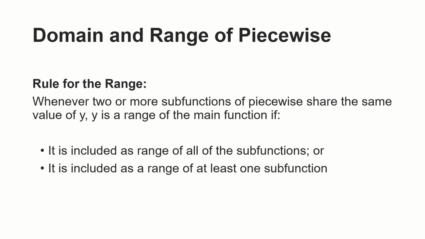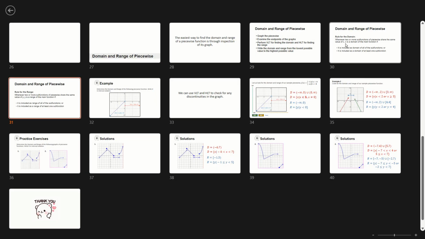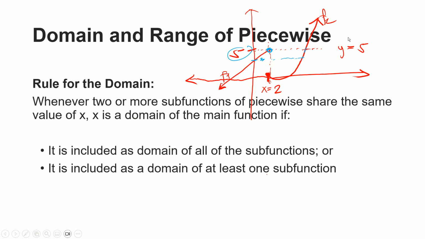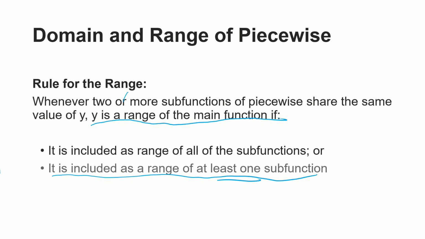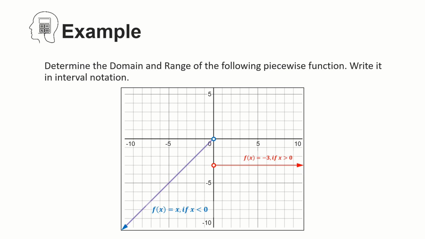y is in the range of the main function if it is included as a range of at least one of the subfunctions. So here f of 2 includes 5, and then f of 1 here does not include. So since f of 2 includes 5, 5 is part of the range. Okay, so I hope this is clear to everyone.